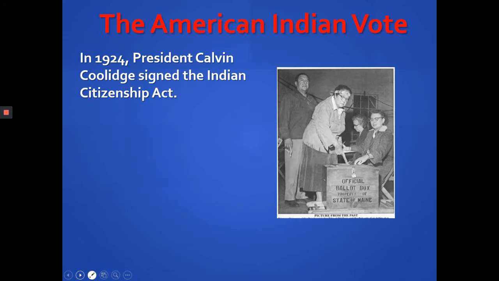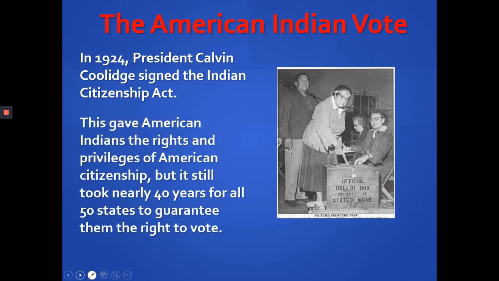But in 1924, Calvin Coolidge signed the Indian Citizenship Act, which stated that American Indians had the rights and privileges of American citizenship, meaning that they could do anything that an American citizen could do, including vote. But the big but here is that it took nearly 40 years for all 50 states to guarantee them the right to vote. So that puts it into the 70s, if we think about it that way. 40 years. That's a very, very long time.